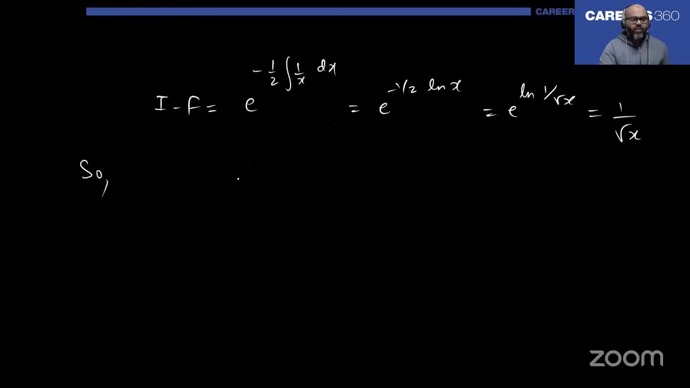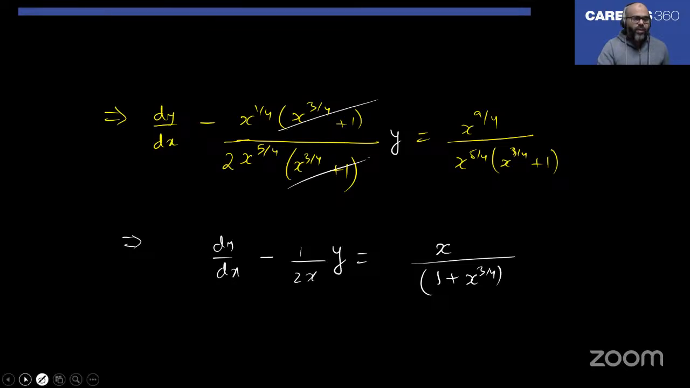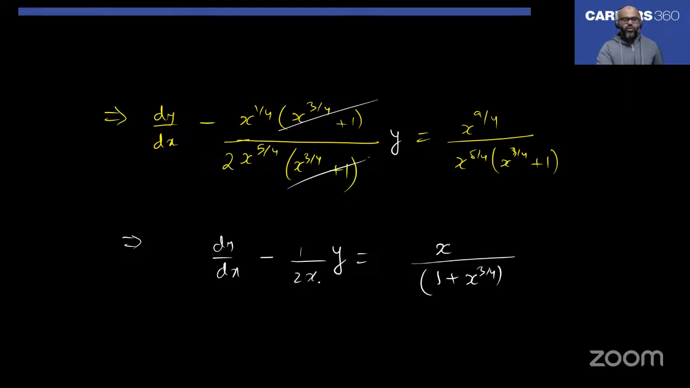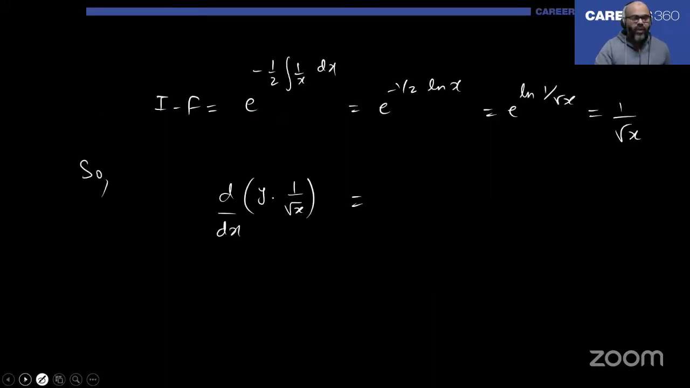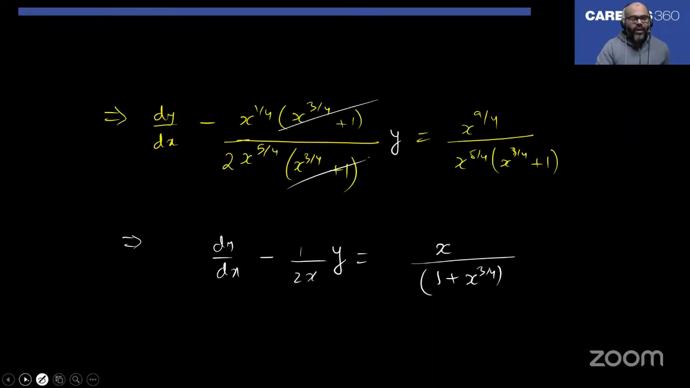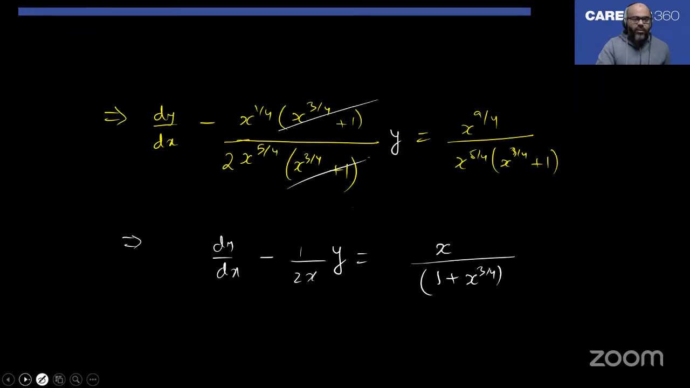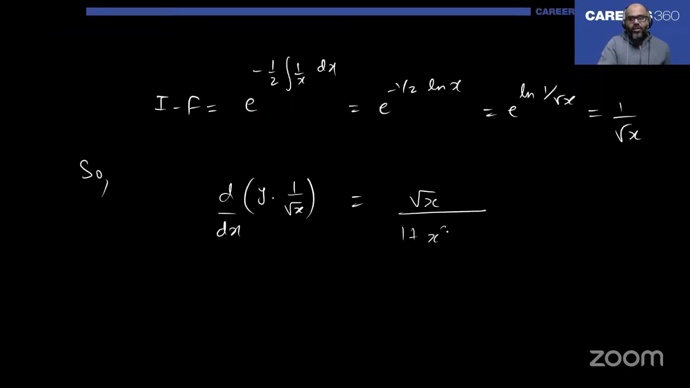So the left side will become the derivative of y into integrating factor 1 by root x with respect to x. You can cross check also. 1 by root x into dy by dx, and then it will become minus 1 by 2 x to the power 3 by 2 into y is equal to, here x is there and we are multiplying by 1 by root x, so root x will remain, and 1 plus x to the power 3 by 4.